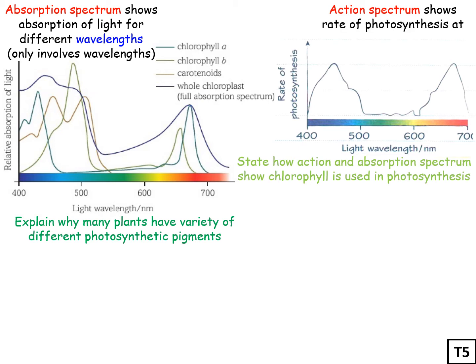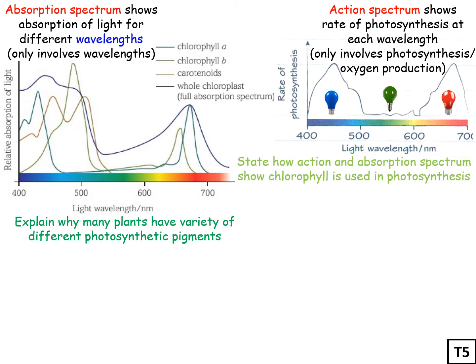Whereas the action spectrum shows the rate of photosynthesis at each wavelength. So this only involves photosynthesis or oxygen production. So therefore, what's the total rate of photosynthesis at blue wavelength or green wavelength or red wavelength? This has nothing to do with the different types of photosynthetic pigment. It's more the overall rate of photosynthesis at each wavelength, which clearly would be a combination of the different photosynthetic pigments.